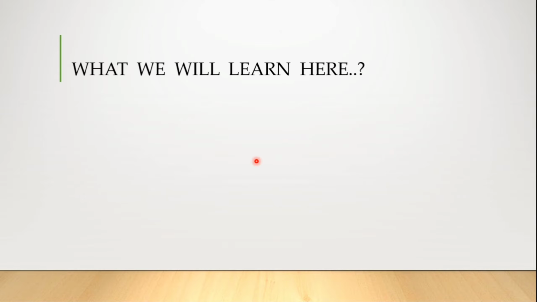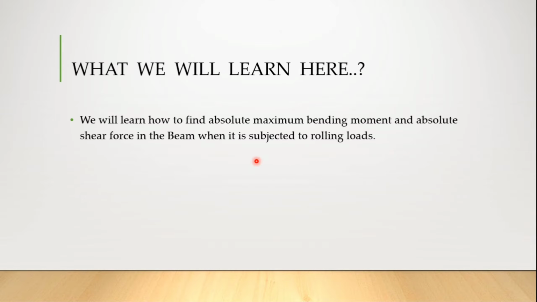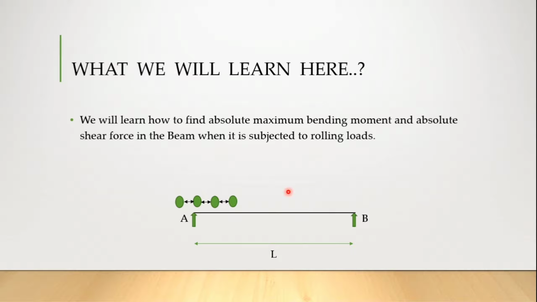Now we will see what we are going to learn in this video. We are going to learn how to find absolute maximum bending moment and absolute shear force in a beam when it is subjected to rolling loads or multiple loads. These rolling loads are moving from one end to the other end, in this case, let's say from the left end to the right end.